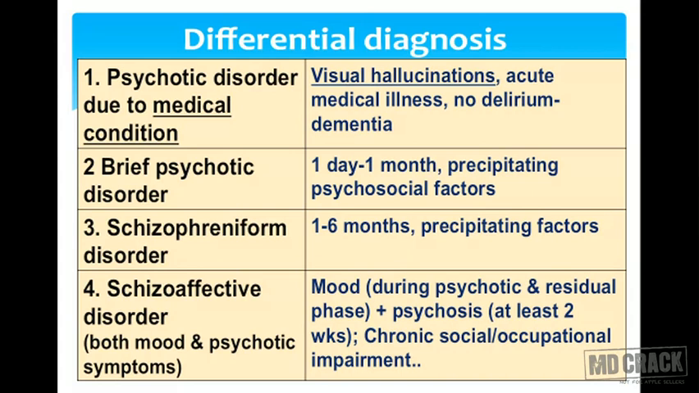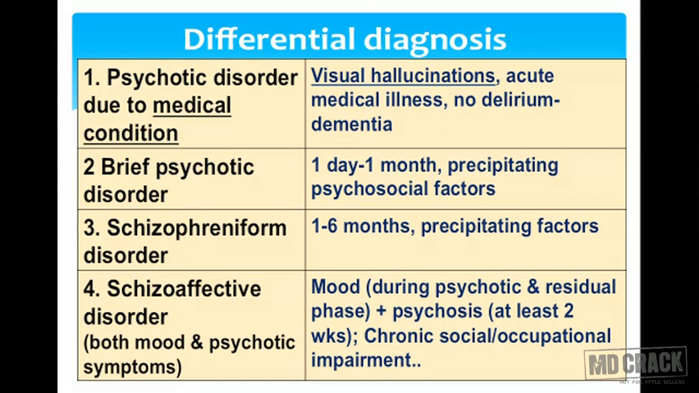Next, the brief psychotic disorder. The patient looks like having psychosis, looks like having schizophrenia, but please remember the characteristic. We said all the symptoms should be continued for at least 6 months, then you call it schizophrenia. What is brief psychotic disorder? Similar symptoms may be seen, but they are happening over a period of 1 day to 1 month. So you don't label it as schizophrenia. There are some precipitating psychosocial factors involved. So you call it brief psychotic disorder, less than 1 month.